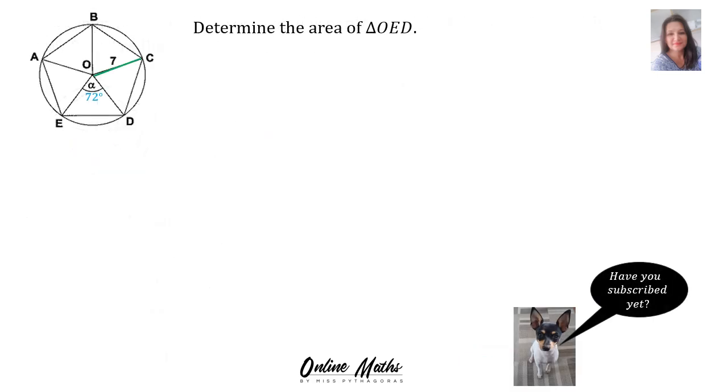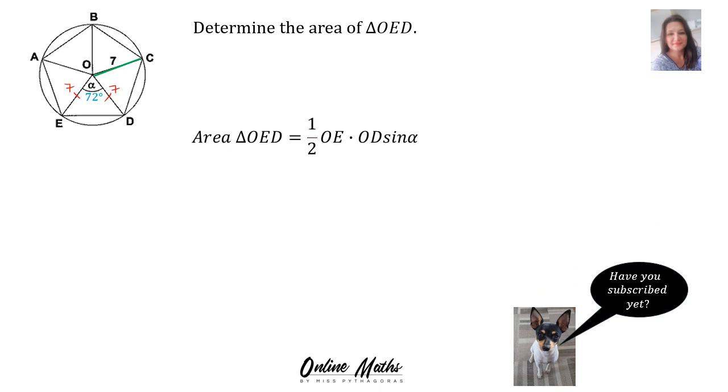And the last question here is determine the area of triangle OED. Remember, OE and OD, they are both radii, they are 7 centimeters long. And remember I said when you are working out the area and you're using the area rule, the situation you need is two sides and the included angle, which you have here.